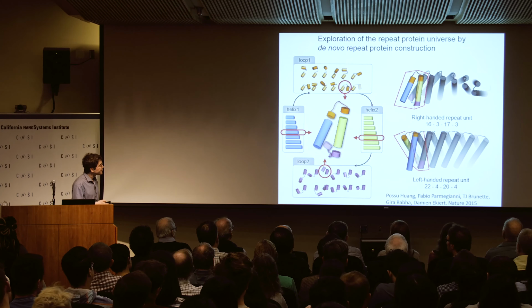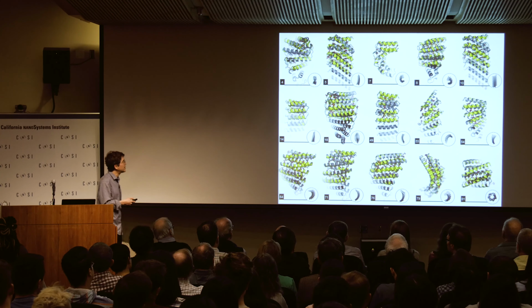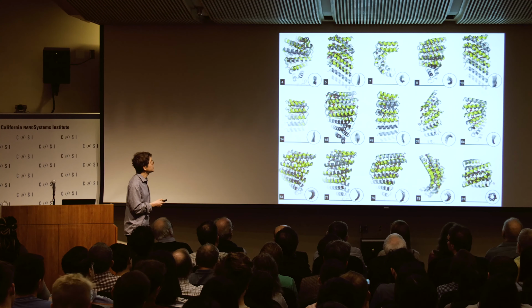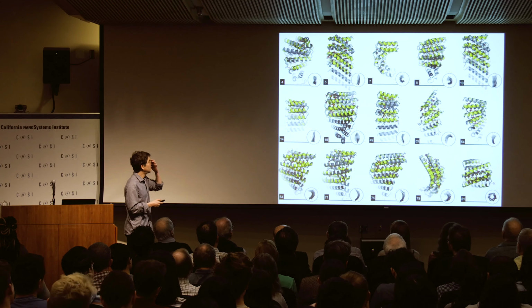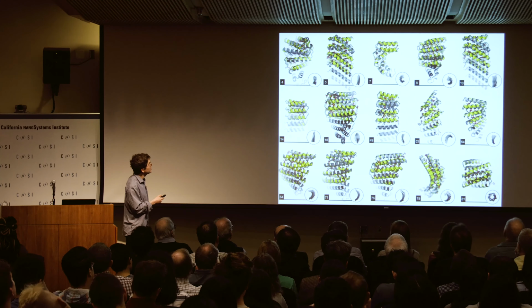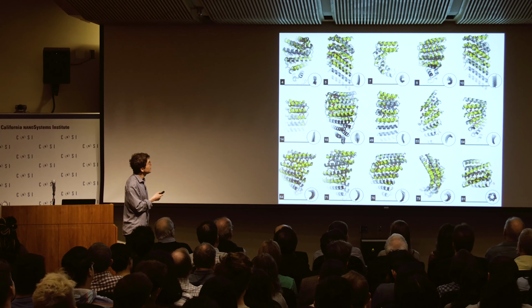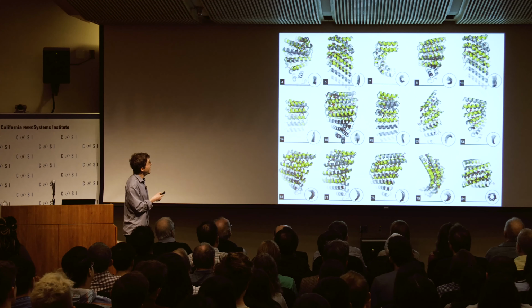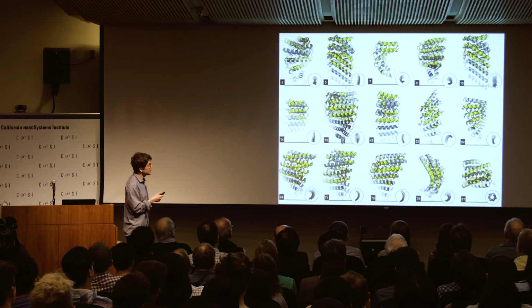And we ended up making a large number and solving the crystal structures. Actually, Damian Ekiert and Gira Bhabha solved the crystal structures of 15 of these. More have been solved since. And you can see two things from this slide. First of all, the computational design models are in gray, and the crystal structures are in yellow. And you can see that they're very, very similar. So these brand new proteins can be designed quite accurately.